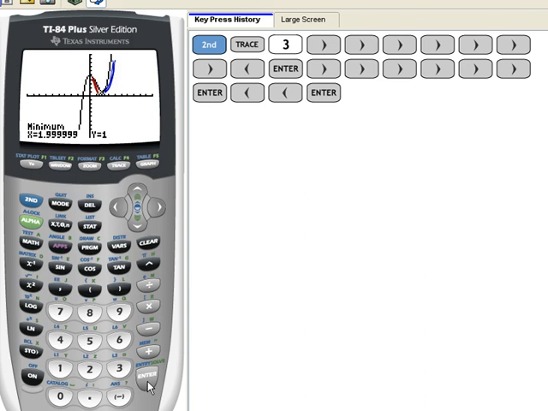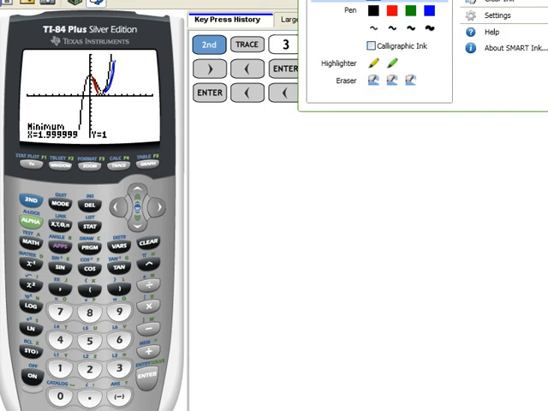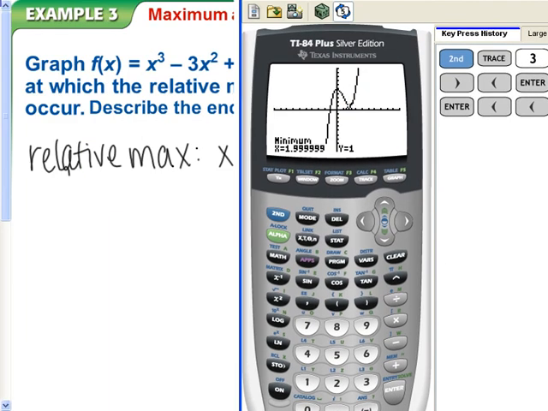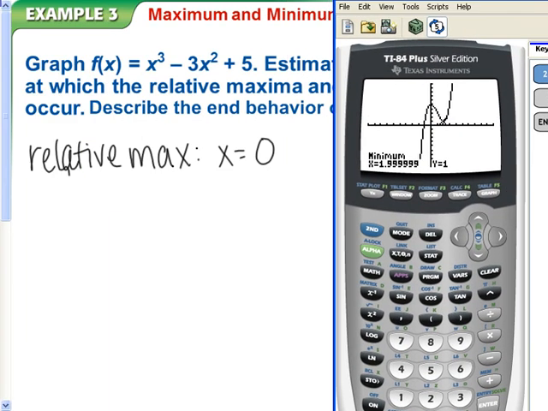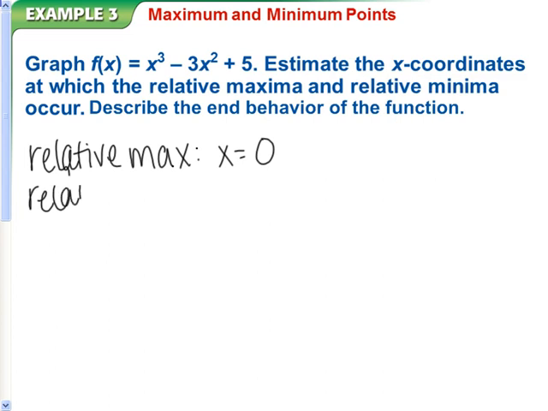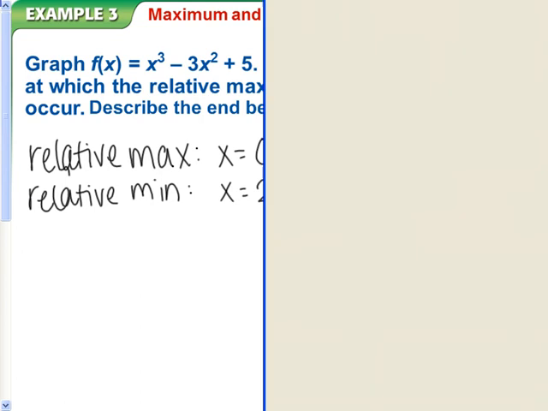Your calculator might say something like 2.00008, some random number at the end, but we just have to know that means 2. Okay, so let's go back here and write relative minimum was x equals 2. And then it says describe the end behavior. So back looking at our graph.